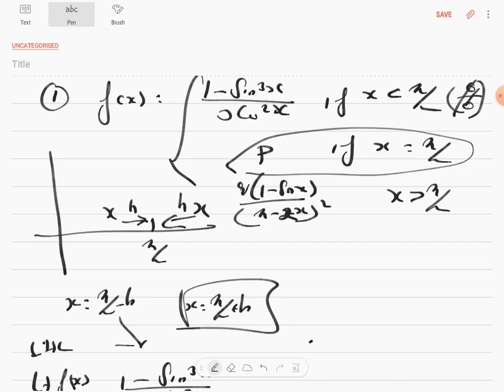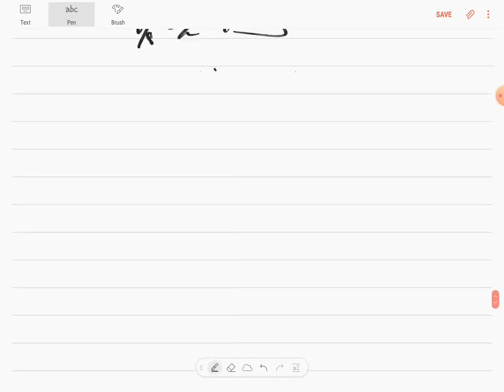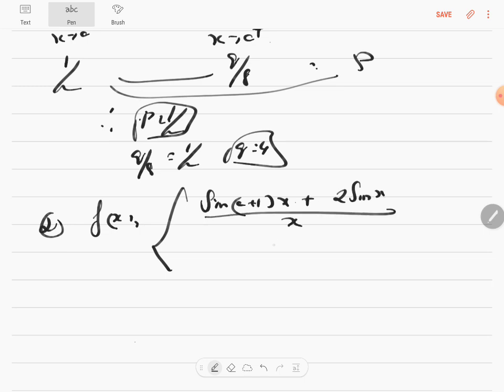So let's go to the second question. The second question that I did in the class, you look at my PDF 1 and 2, it will be the same set of sums. f of x is equal to sine of (a plus 1) into x plus 2 sin x, all by x, if x is less than 0. If x is equal to 0, the answer is 2. If x is greater than 0, the answer is root of (1 plus bx) minus 1, by x.